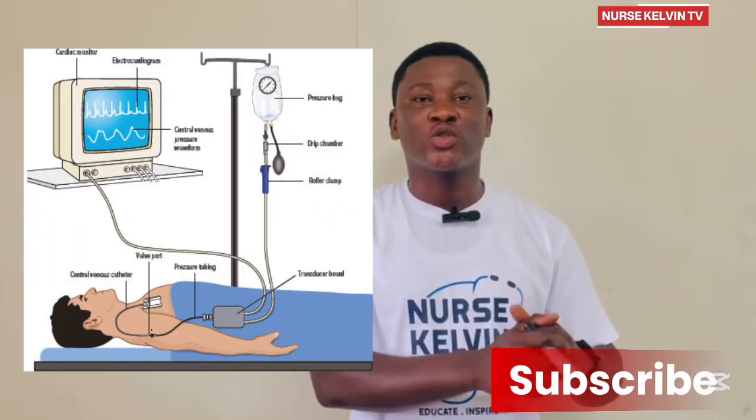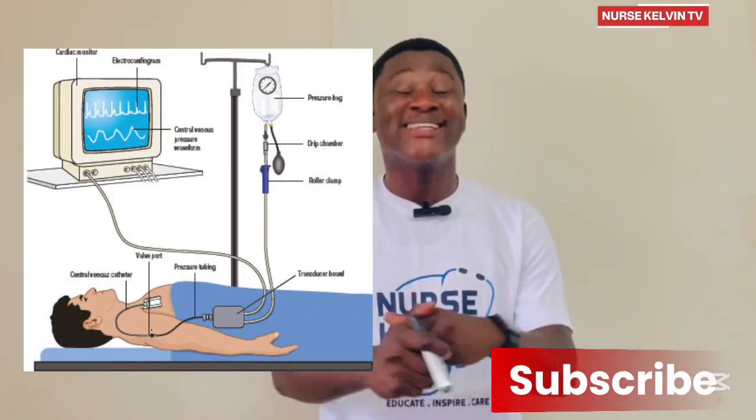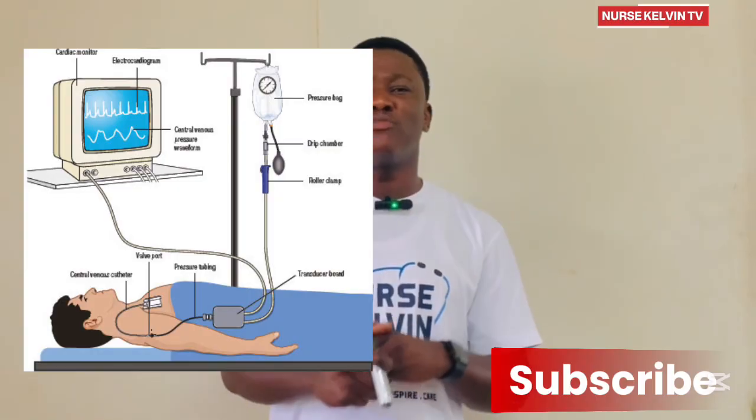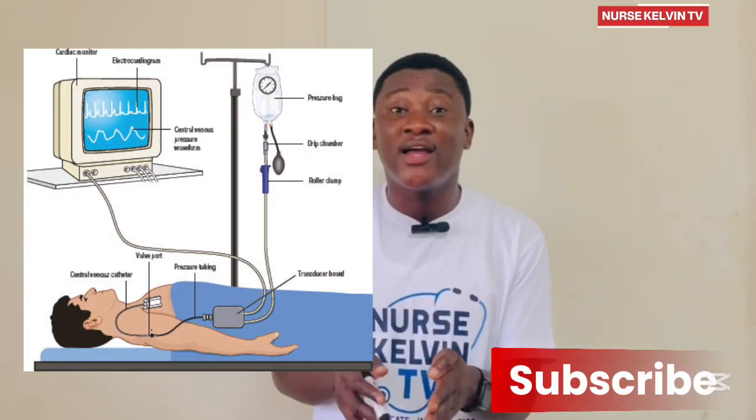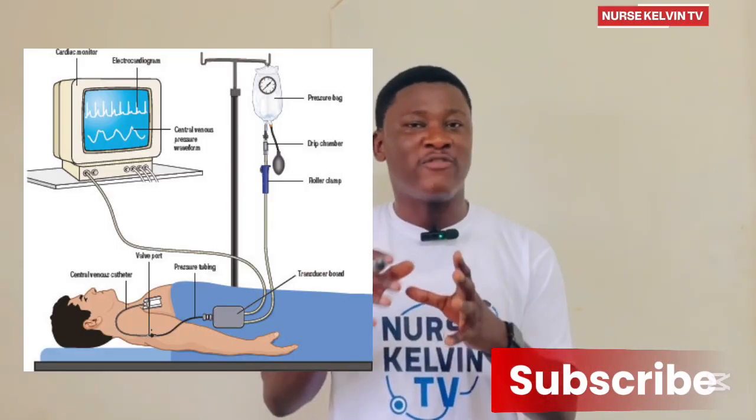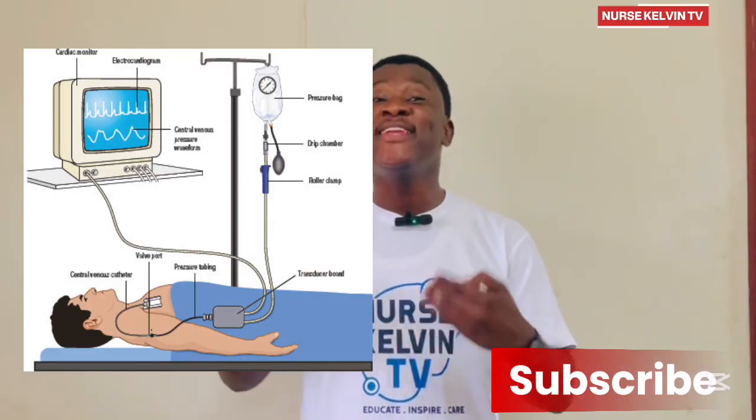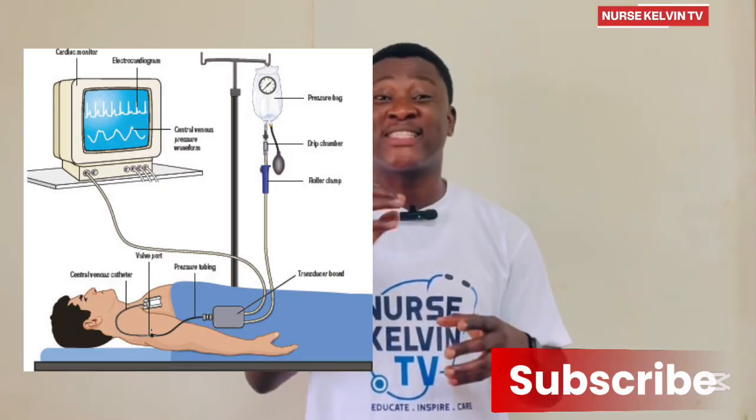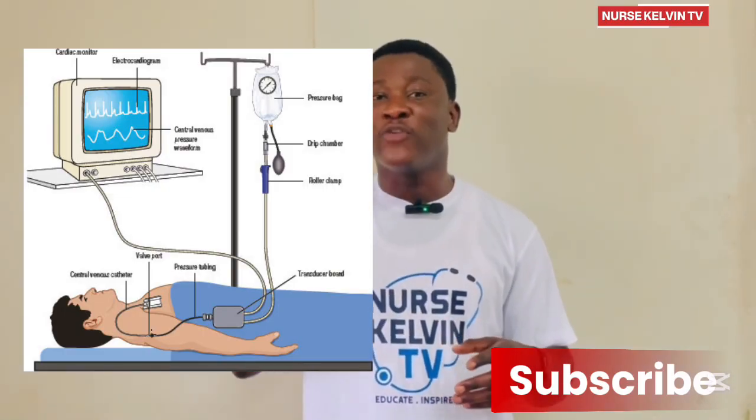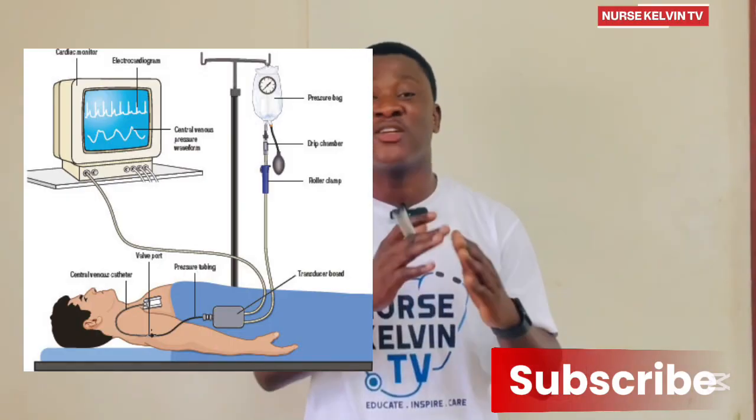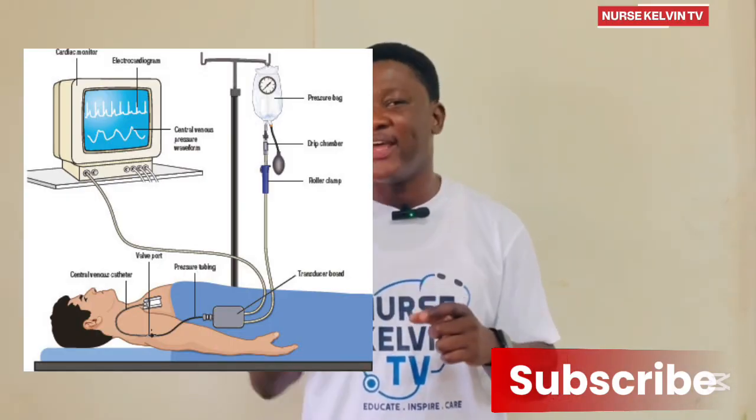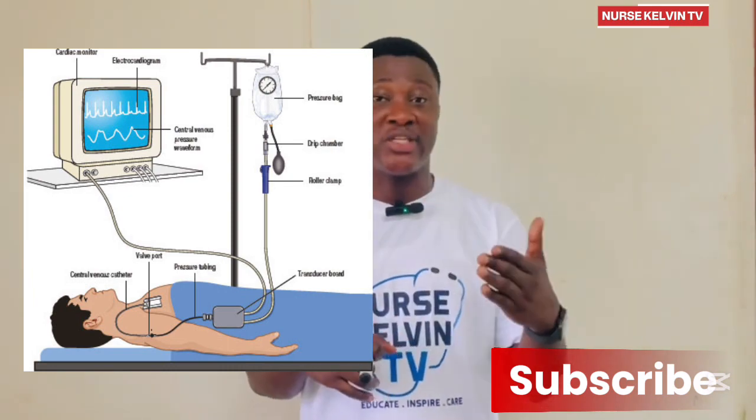So guys, let's move on. We are moving to the central venous pressure monitor. This device is going to measure the pressure in the vena cava near the right atrium of the heart. This is going to indicate the patient's fluid status and also the fluid resuscitation in a critically ill patient. That's the work of the central venous pressure monitor.